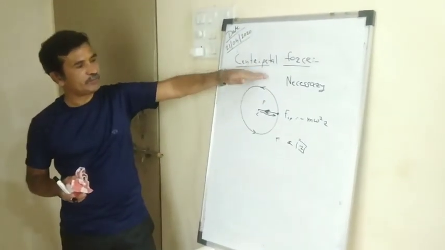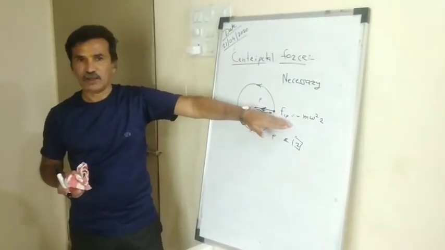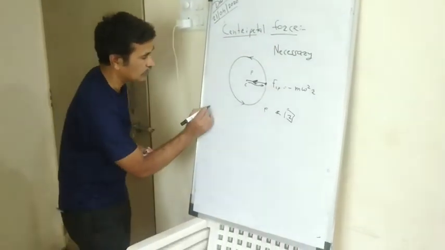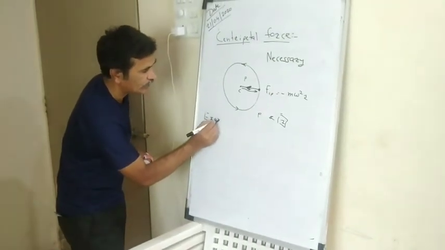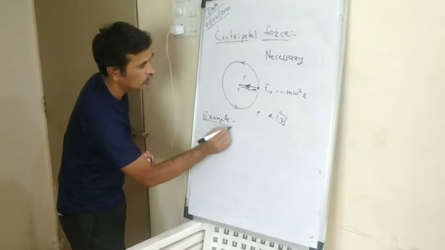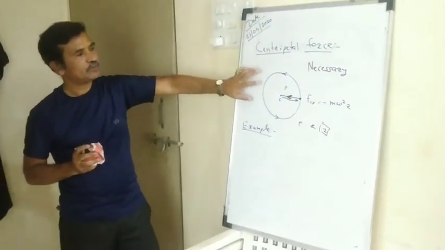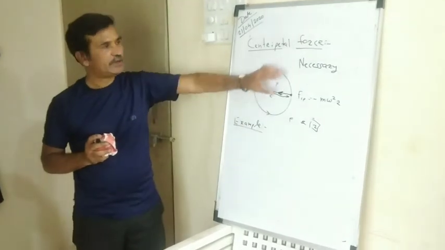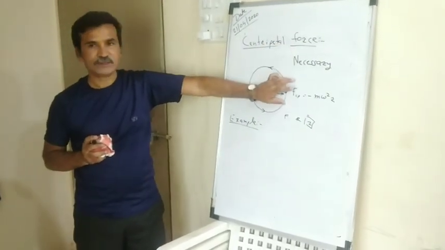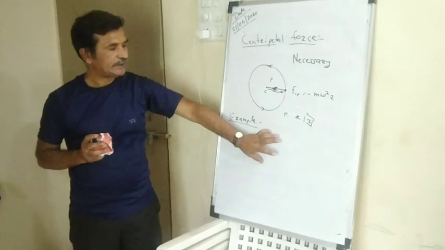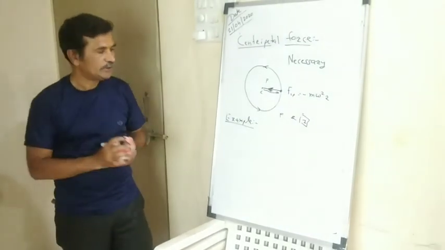So we have seen the definition, we have seen the formula. Now we see an example. In an exam, a question can be asked: write a short note for 2 marks, centripetal force. So definition, formula and example. Definition carries 1 mark, formula carries half mark and example carries 1 mark. Let us see one example.